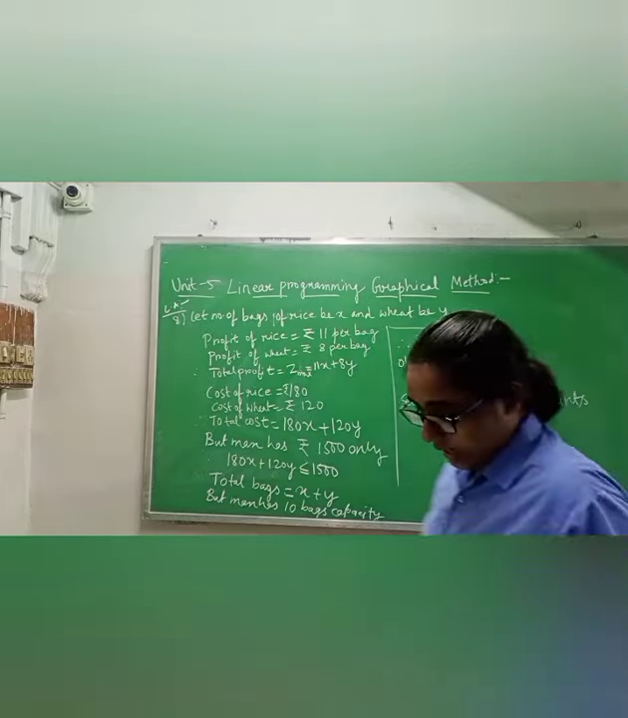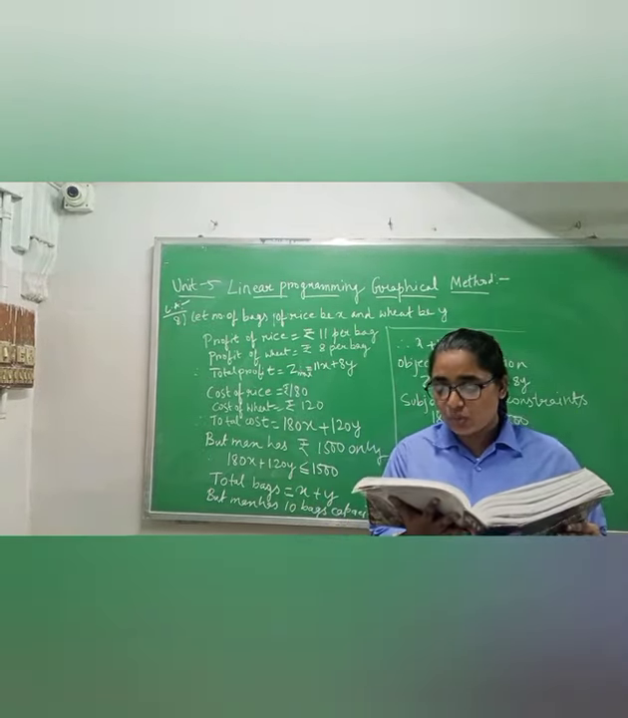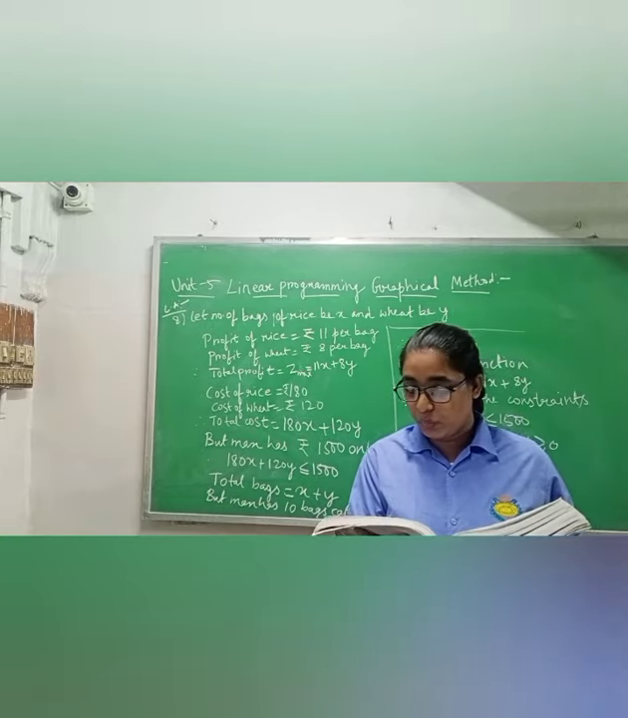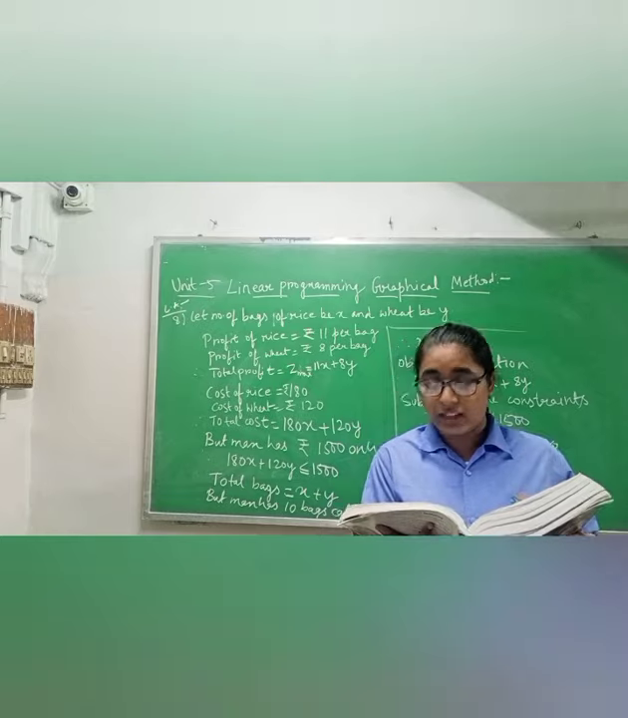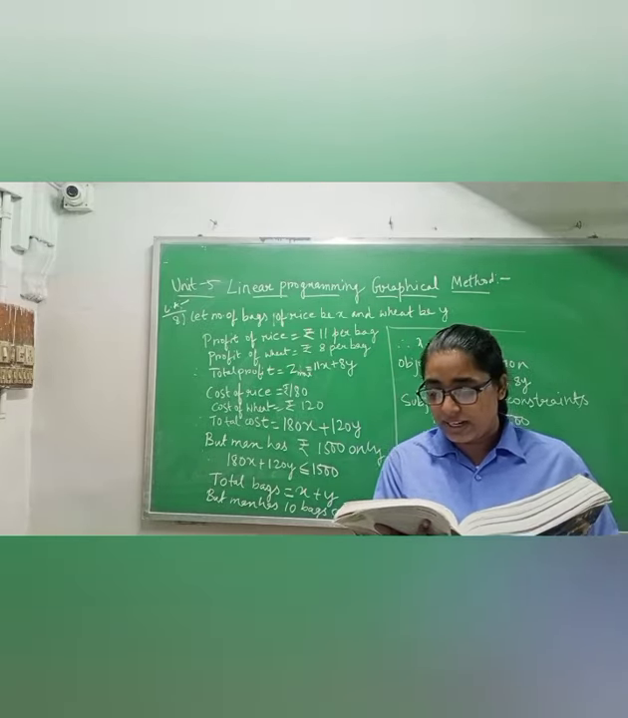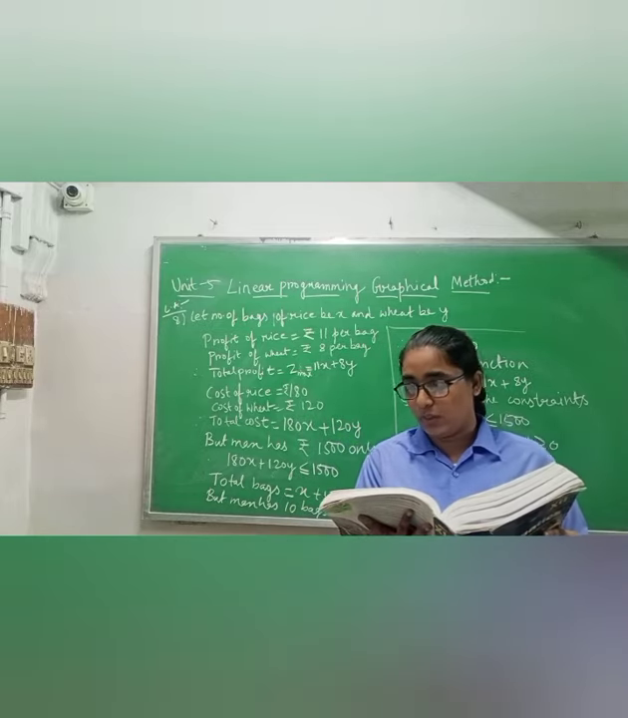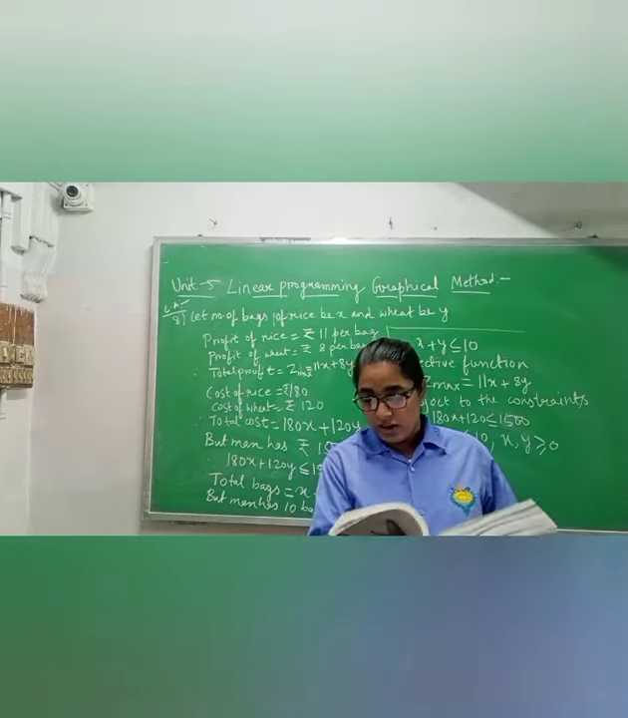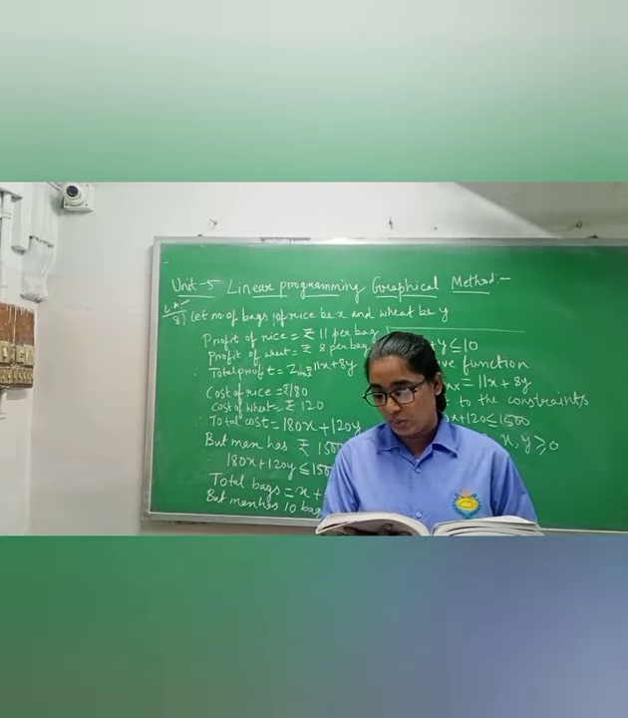Class 12 long answer type question. Question number 8. A man has rupees 1,500 to purchase rice and wheat. So the total money the man has is rupees 1,500 only. A bag of rice and a bag of wheat cost rupees 180 and rupees 120 respectively. It means a bag of rice costs rupees 180 and wheat costs rupees 120.